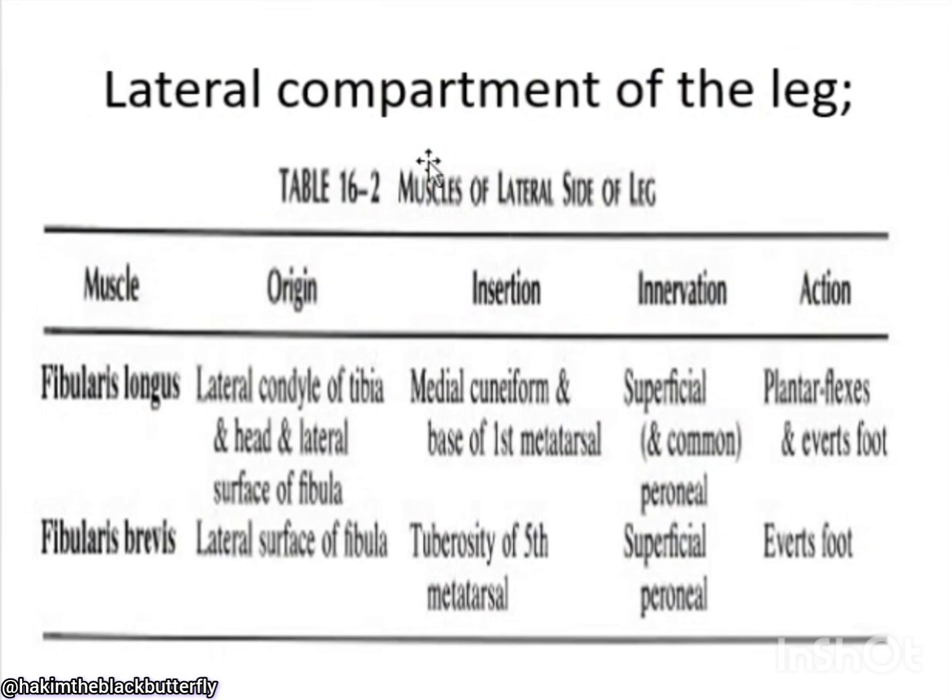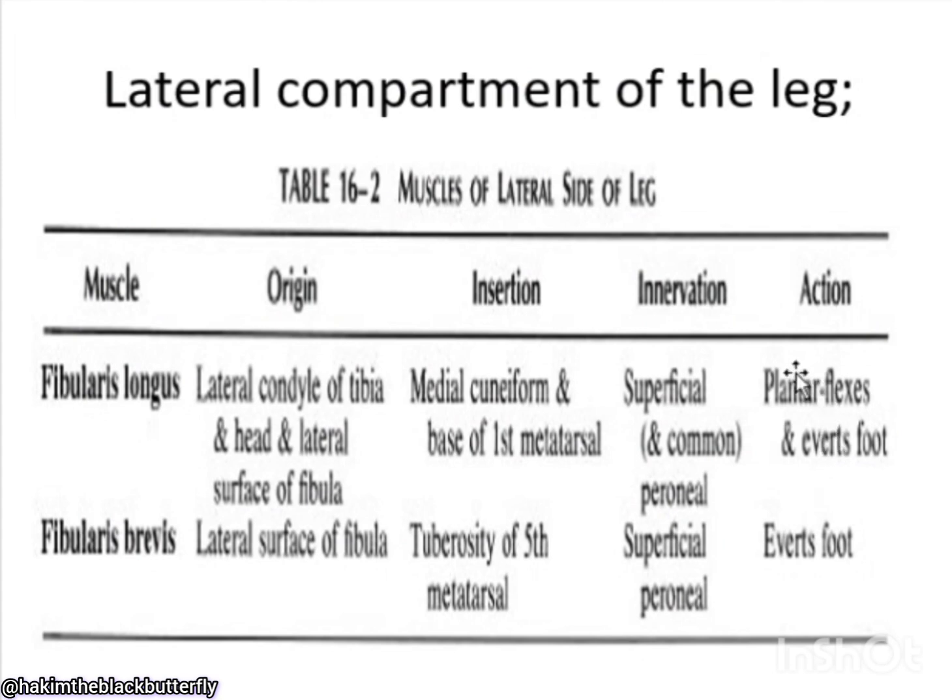The lateral compartment of the leg is made up of two muscles, peroneus or fibularis longus and peroneus or fibularis brevis. They have a common action of everting the foot. Eversion of the foot is when the sole of the foot faces laterally, and that is why these muscles are lateral. They can cause eversion of the foot where the sole of the foot is oriented laterally.